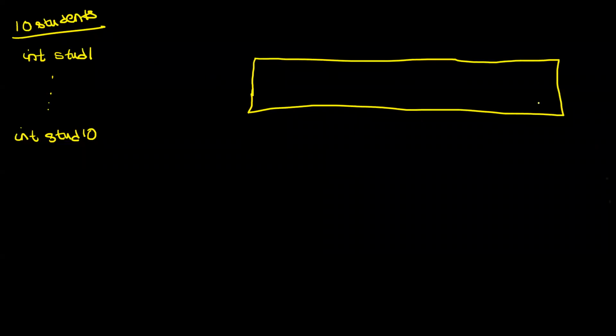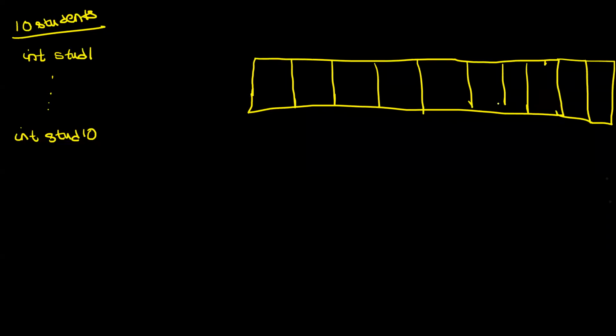So I want to get a container which will be sufficient to store the marks of 10 students. A container will be created and you will have 10 particular cells in this container. Let's just count it: 1, 2, 3, 4, 5, 6, 7, 8, 9, 10. So 10 cells have been made inside this container, and in each of these cells, you can store the marks of a particular student.